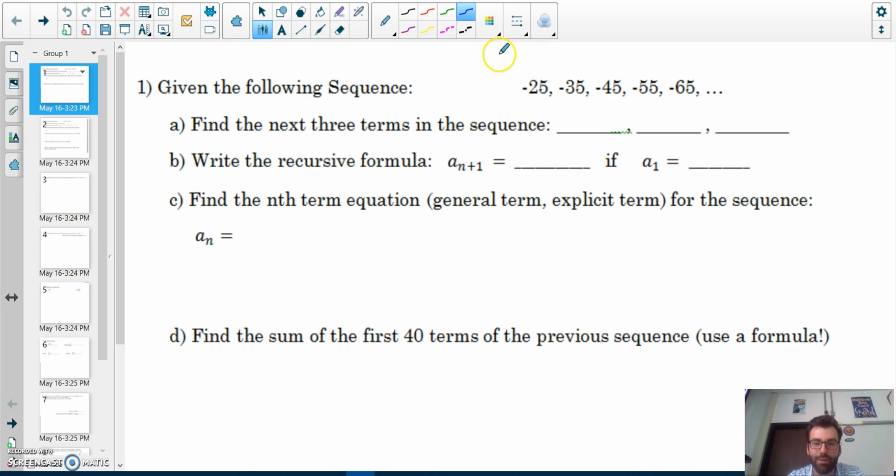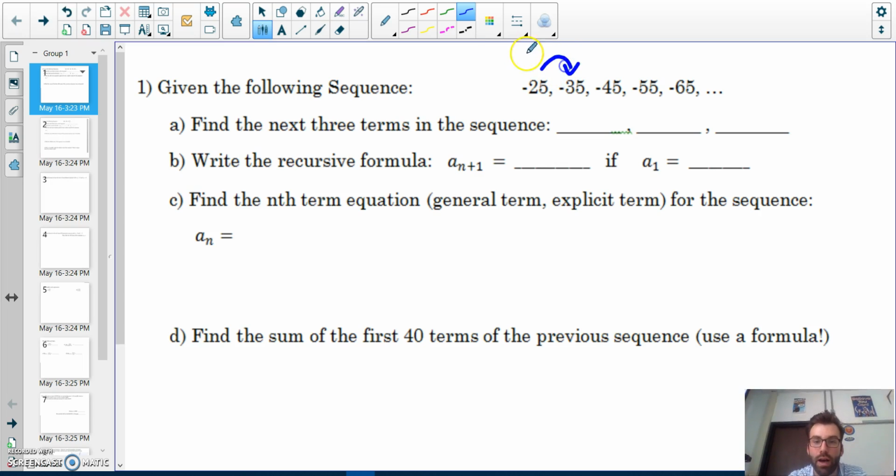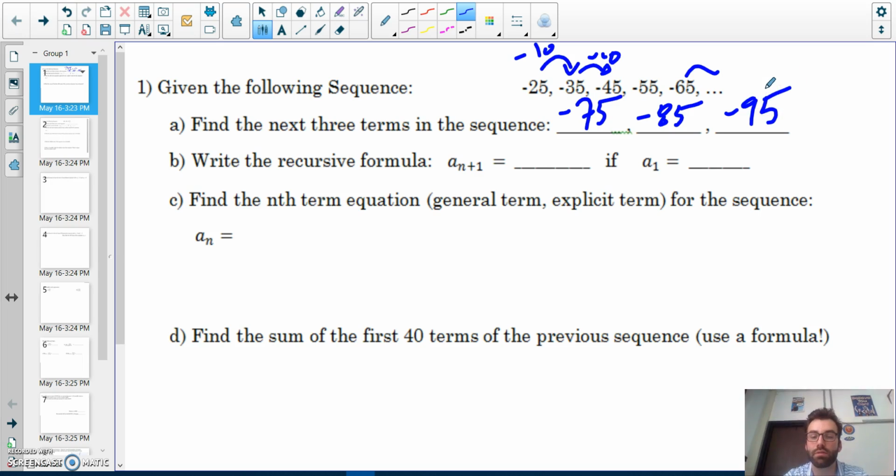All right, number 1, given the following sequence. I'm going from negative 25, negative 35, negative 45, and so on. What am I doing? I am subtracting 10 every single time. So to find my next, I subtract 10 and get negative 75. My next one after that, negative 85, negative 95.